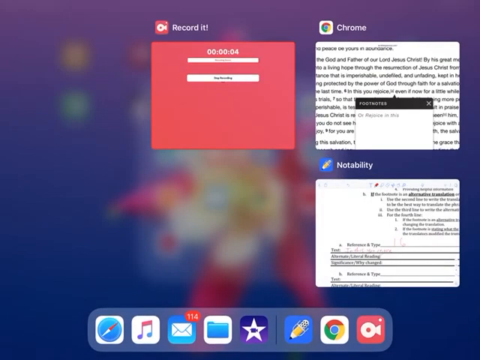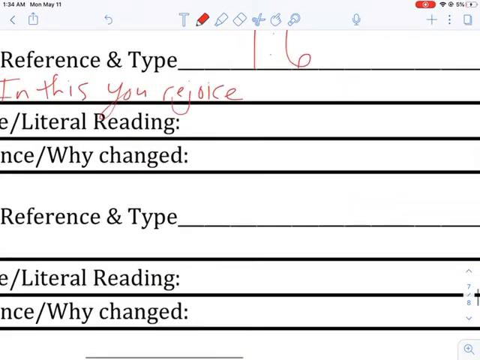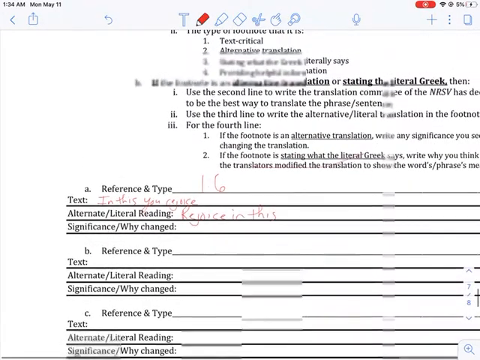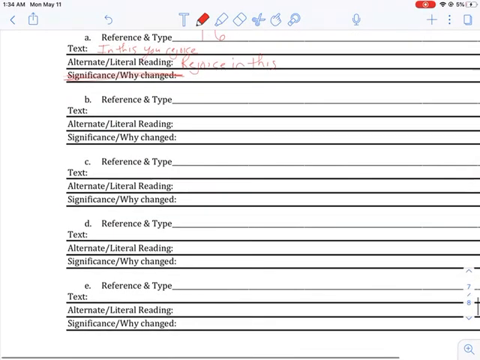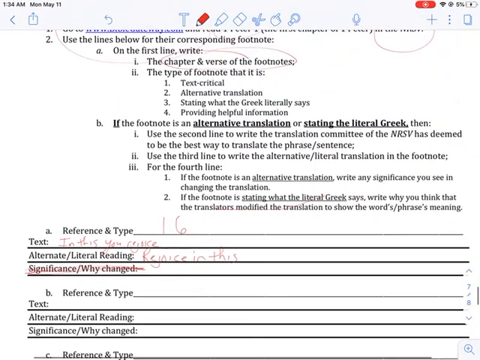So if we go back to the worksheet, we would see we could write that the alternate reading is "rejoice in this." And for the purpose of this worksheet, you can cross off the significance, why changed. And again, since we just did this one together, there's 3 examples to do. One other thing you need to do is tell the type.